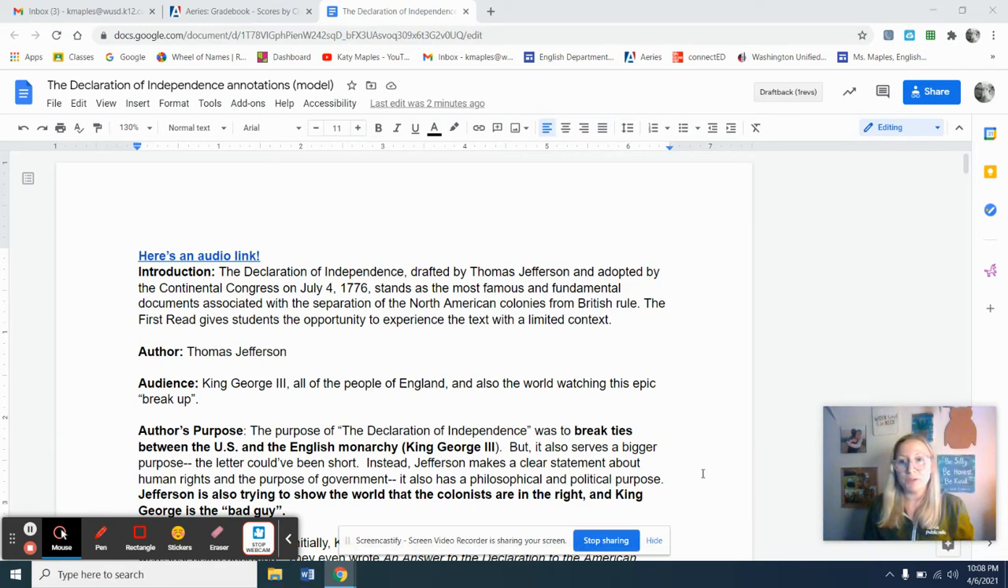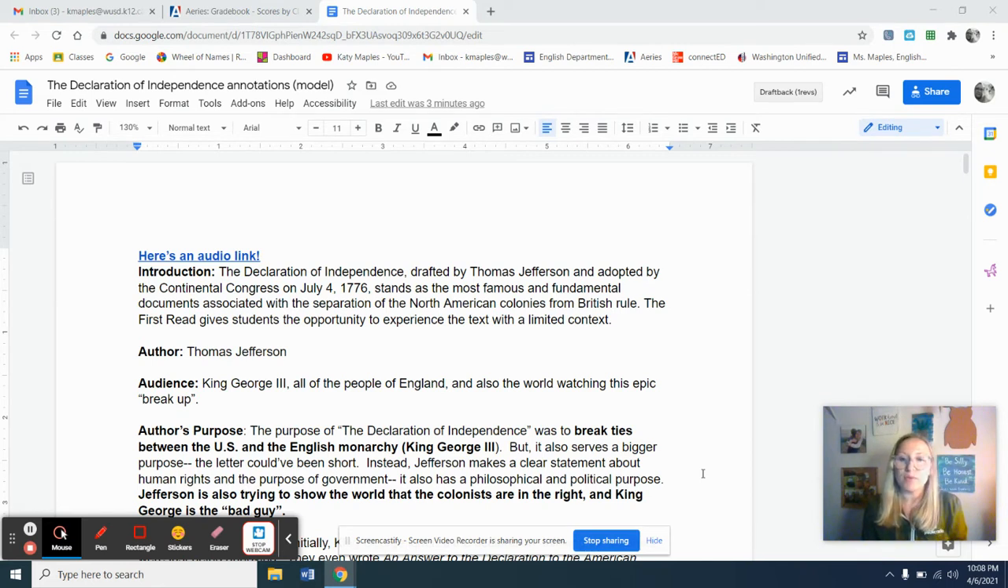So, the Declaration of Independence was drafted by Thomas Jefferson, although it was signed by all of the men in the Continental Congress on July 4th, 1776. The purpose of the letter was to break up with England, to break up with the monarchy and basically assert ourselves as our own nation, the United States of America. And we were trying to explain to King George why we were doing it, what was wrong with how he was leading and his monarchy.